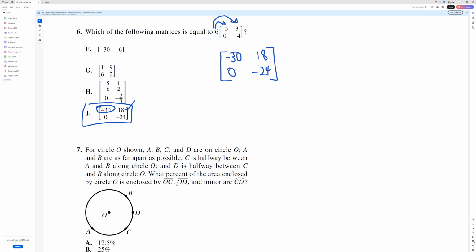Number 7, circle A is shown. You can also pause and read the question yourself. Basically it's saying that this is an area of the circle, right? And this is halfway. And what percent of the circle is enclosed between OC and OD in this area? So what percent of the circle?